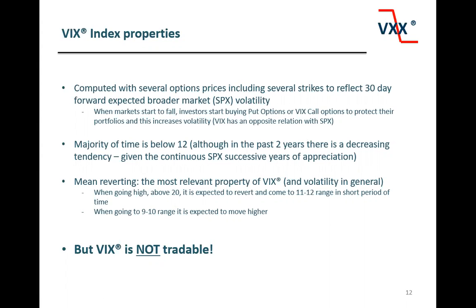But the biggest property of VIX and volatility in general is that it is mean reverting, which means that when it is high, it tends to come down. After the uncertainty passes and the market understands that calm should come, there's a drop in volatility, and it stays near its average, which in the long term is about 14-15.